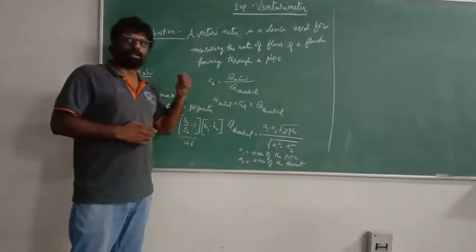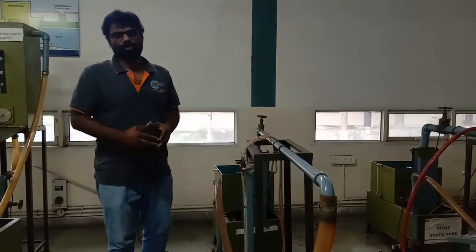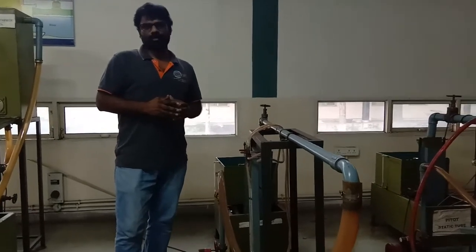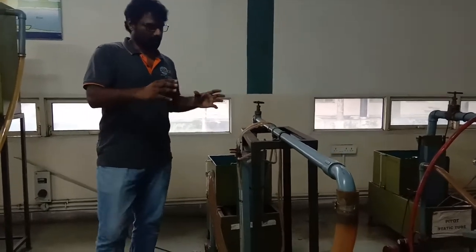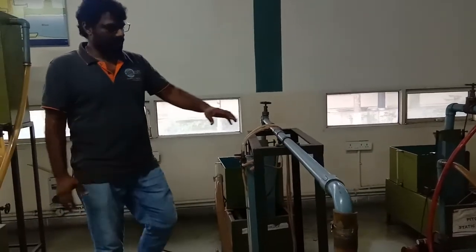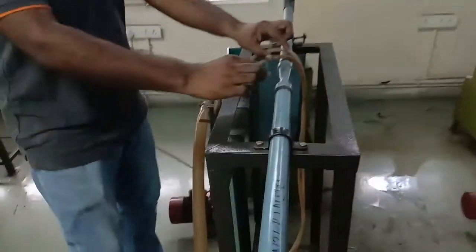Now we will go to the experiment part. We have discussed the venturimeter, and now we will perform the experiment. Before performing the experiment, we will first see the experimental setup. This is the experimental setup for the venturimeter, and this is the venturimeter.